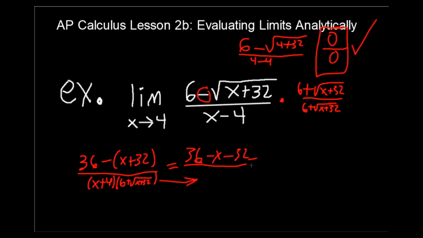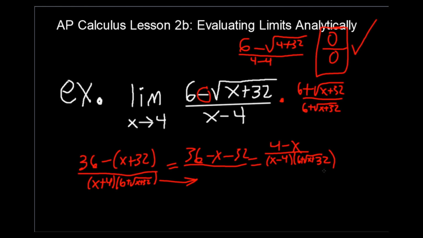So then now we are given 4 minus x over x minus 4 over 6 plus square root of x plus 32. That is very scuffed. Okay.